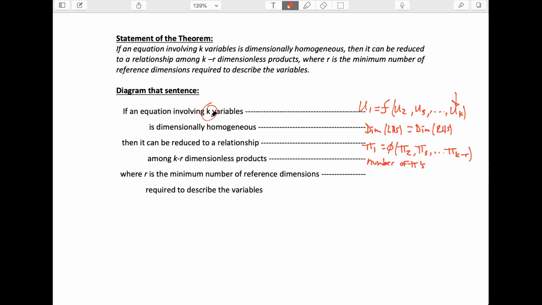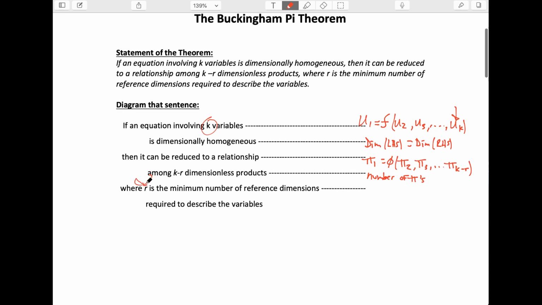So what I'm saying here, we got k variables to start with. We're going to have a new relationship that is k minus r, so presumably that's fewer variables. So we're shrinking the number of variables to describe the same situation. How much are we shrinking by? Well, k minus r is the number of products, and r is the number of reference dimensions.